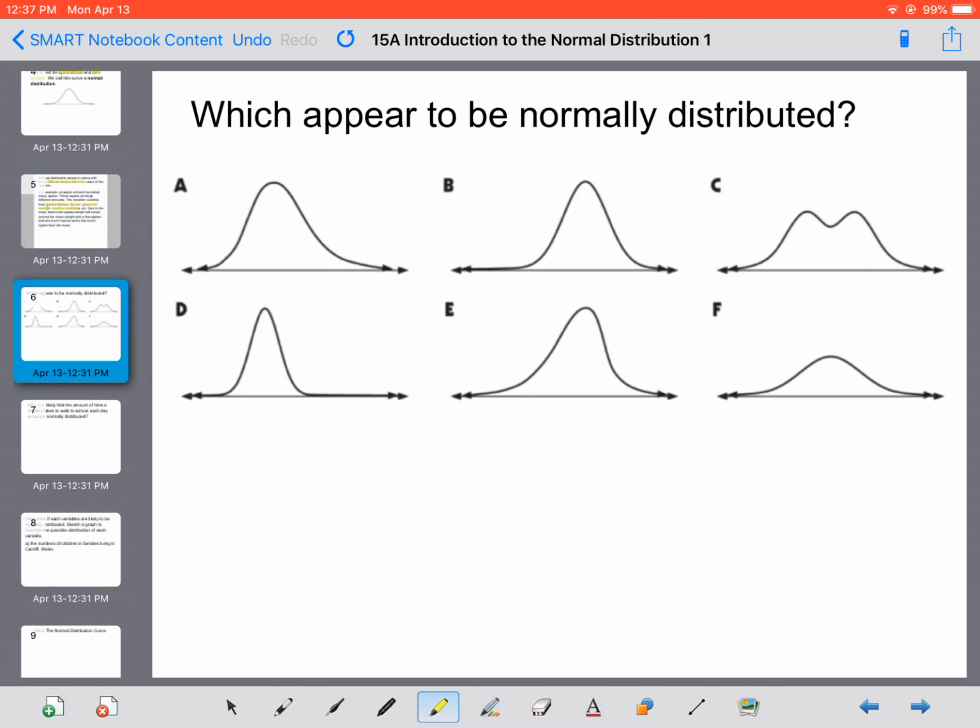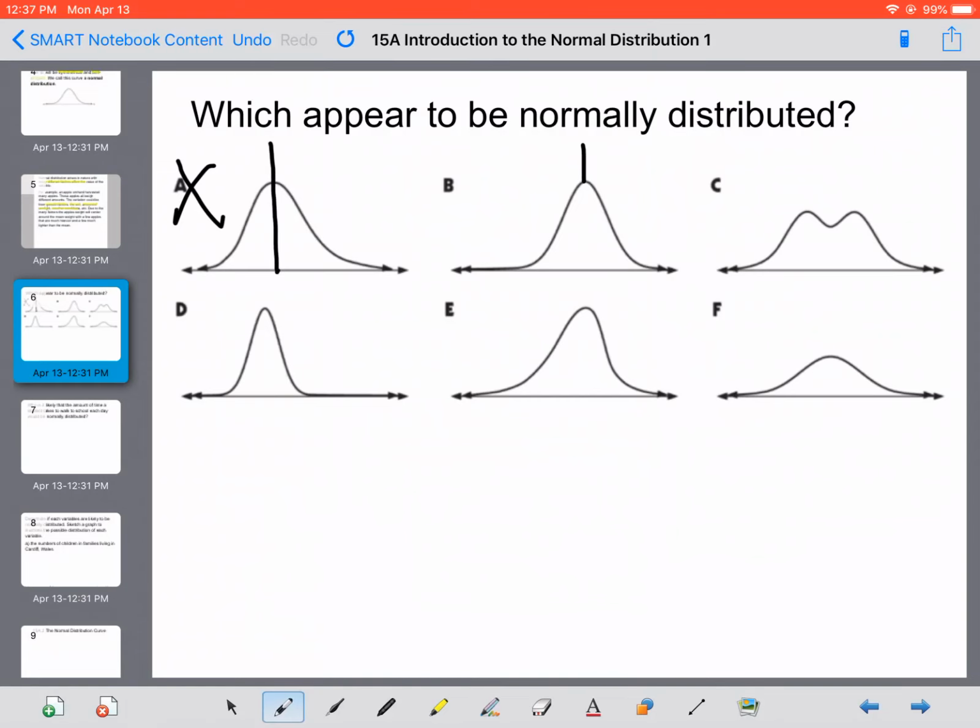So let's look at some curves here and let's determine which ones are going to be normally distributed. Well, if you look at example A, I could draw a line of symmetry right there, but it's not really identical. So does it have a bell shape? Yes, but it's not symmetrical, so A is not going to be normally distributed.